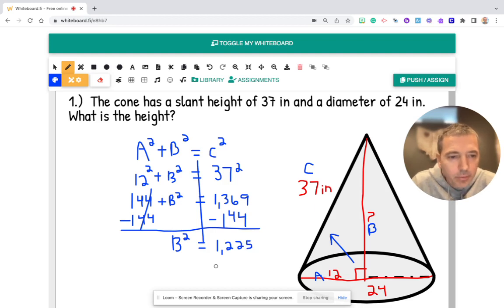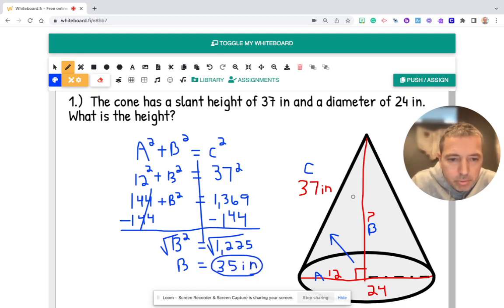My last step is to get rid of that square by taking the square root of both sides. So if I take the square root of both sides, the square root of 1,225 is going to be 35. So my answer is 35 inches. So the height of this problem will be 35 inches. And that makes sense because the slant height should be a little bit longer, and it is. All right, hope that helps.